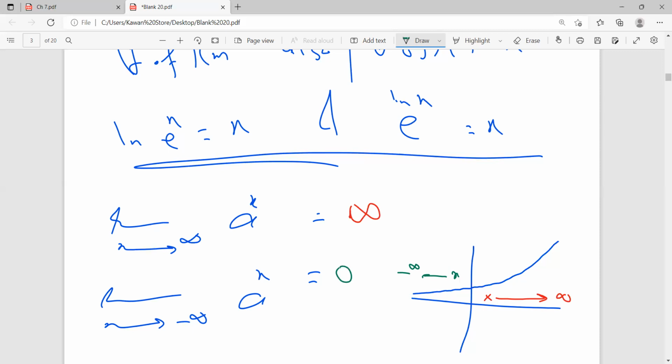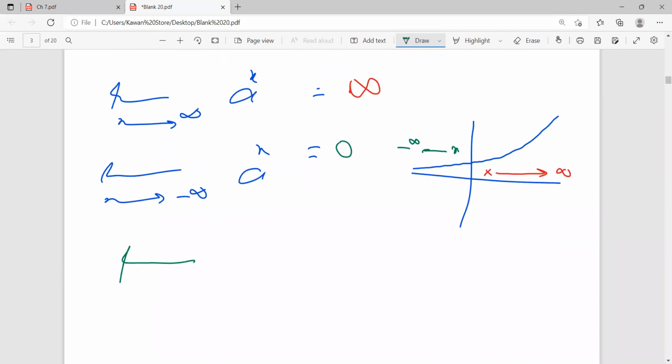These two limits are very important for the exponential. So the same thing is true for e. Understood? As x approaches infinity, e to the power x goes to infinity, because they are the same. There is no difference between them. Just the base is changed. Understood, dears? So that's about the graph, domain, range, and limits.